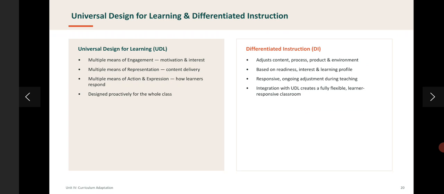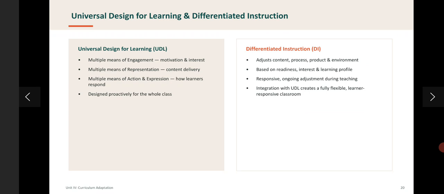So, multiple means of engagement, that is motivation, interest. Multiple means of representation. Multiple means of action and expression. Designed proactively for the whole class. That is universal. Everybody can access, that is what universal means, right?